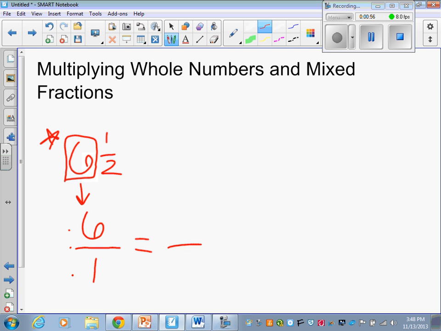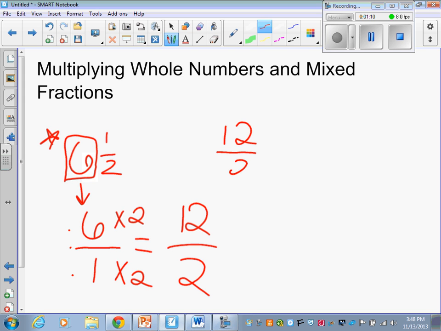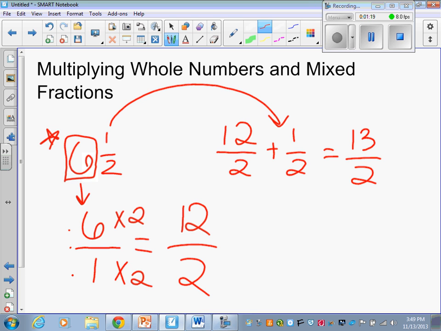If I want to convert it to a fraction where the denominator is 2, I would set up an equivalent fraction model. So 6 times 2 is 12. That means 6 as a whole number is equal to 12 halves. The other part of our fraction was that half, so we add that back on. So 6 1/2 is equal to 13 halves.